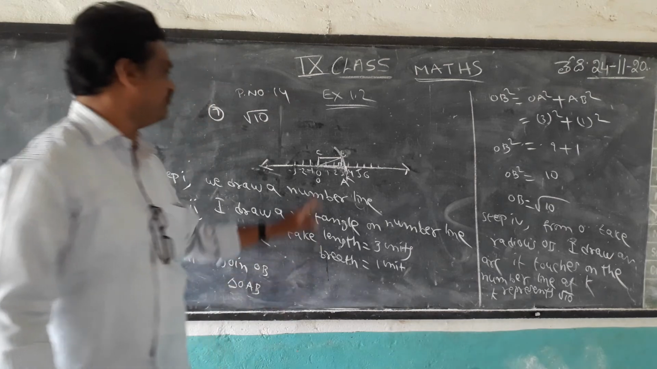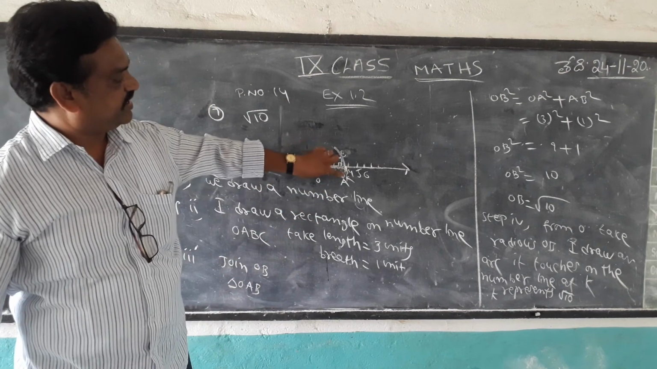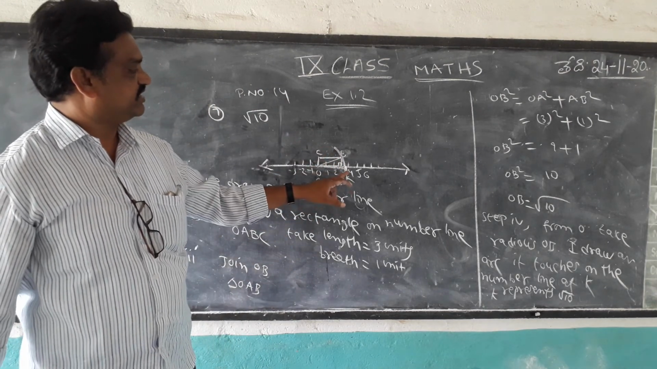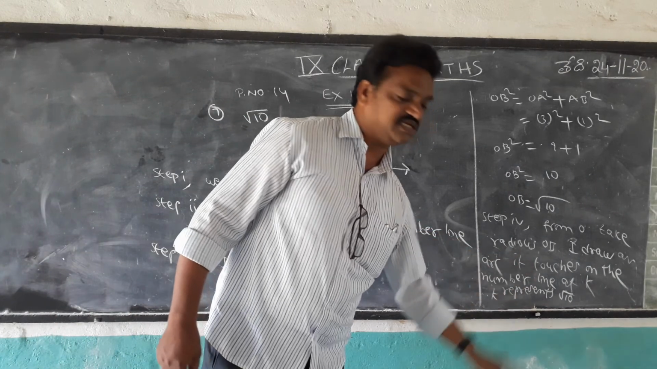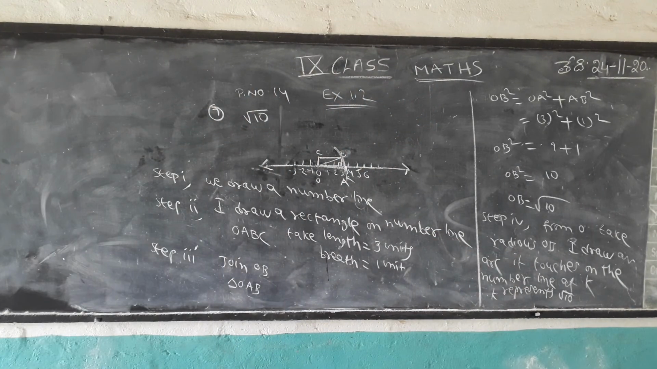Step 4. From O, take radius OB and draw an arc. This arc touches the number line at K. K represents the root 10 value. Remaining sums we will continue in the next class. Okay, thank you.